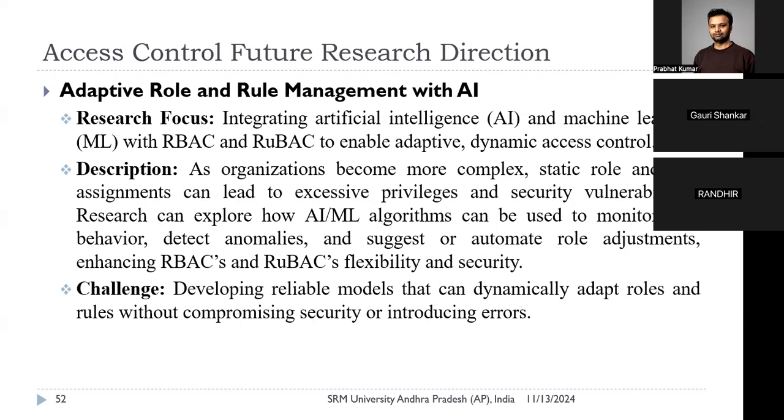Inside role-based access control, different roles are there, but if any role is causing disturbance in the access permission, then how to detect that particular role? You can design one AI/ML model where you can track the behavior of the particular role, and based on that, you can detect it. So this is a very good problem on adaptive role and rule management using AI. Basically, adaptive role and rule-based access control management using AI and ML.